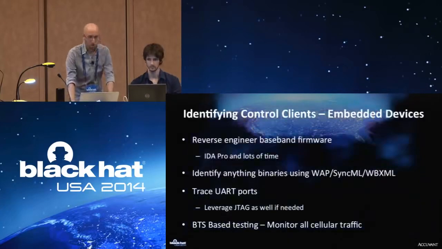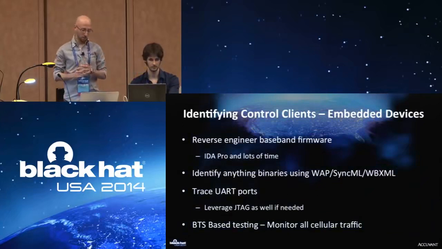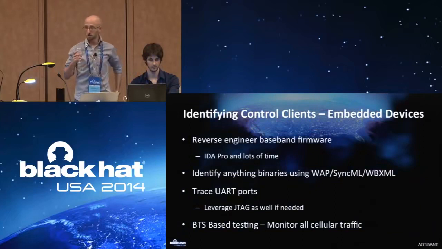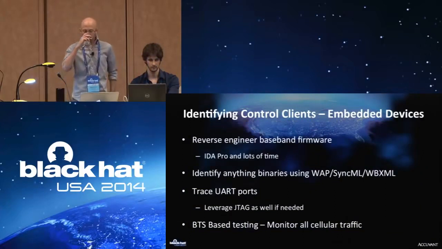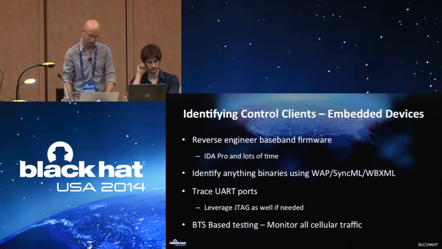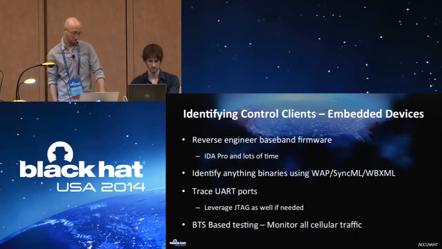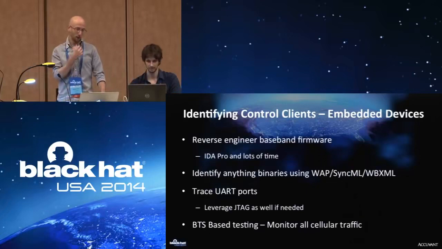Okay, so let's talk about embedded devices. On embedded devices, usually just easiest to start reverse engineering the baseband firmware itself. Throw it in IDA, see what you can see. Takes a bunch of time, but usually get fairly decent results. IDA's gotten pretty good today. Easy way to narrow it down: anything that contains WAP sync amount or WBXML strings, you usually find it pretty quickly.